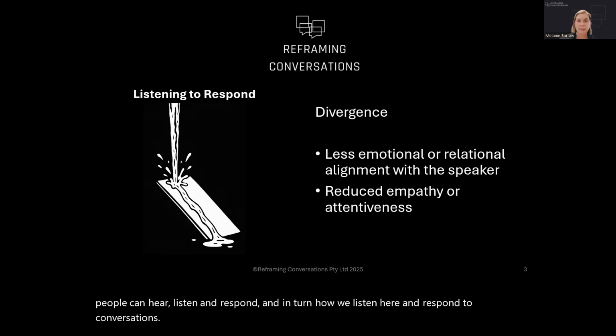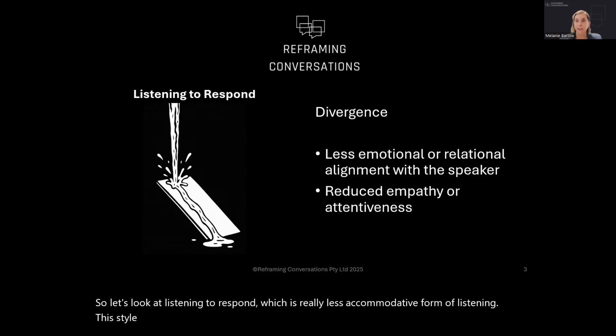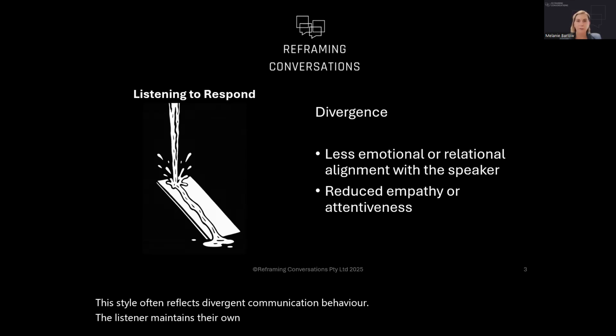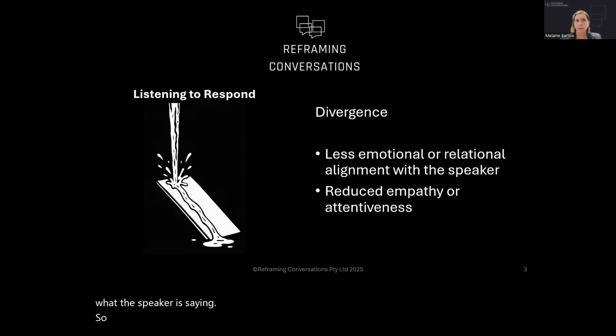So let's look at listening to respond, which is really a less accommodative form of listening. This style often reflects divergent communication behavior. The listener maintains their own communication style and focuses on preparing a reply rather than fully engaging and pausing and listening to what the speaker is saying. So it's often about hearing, not truly listening.